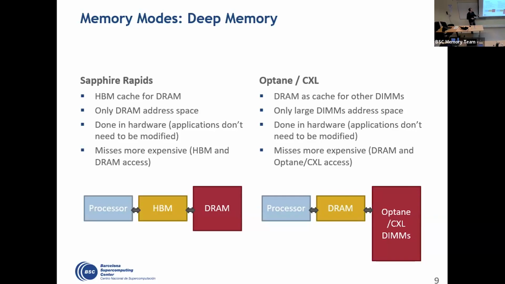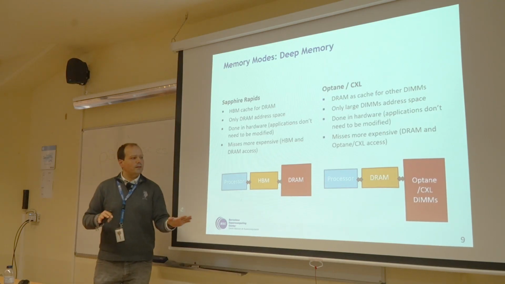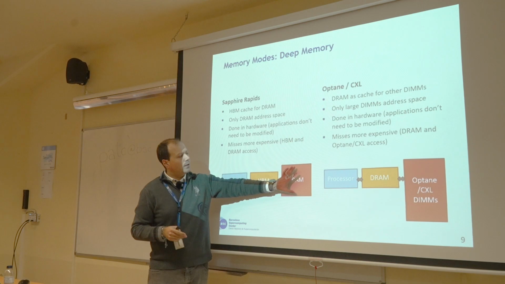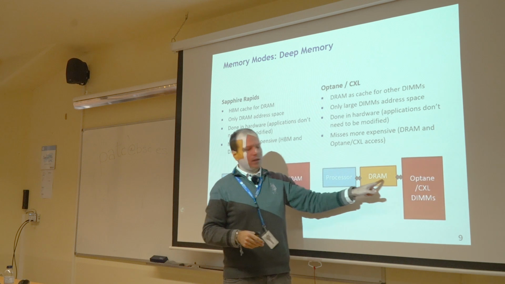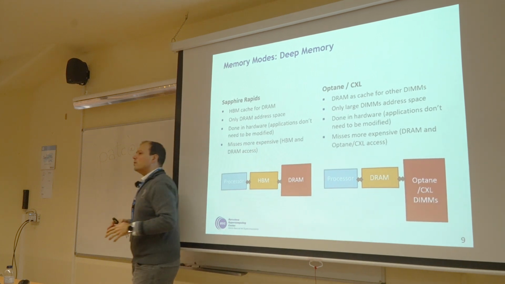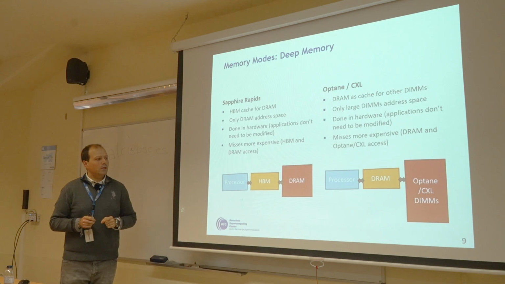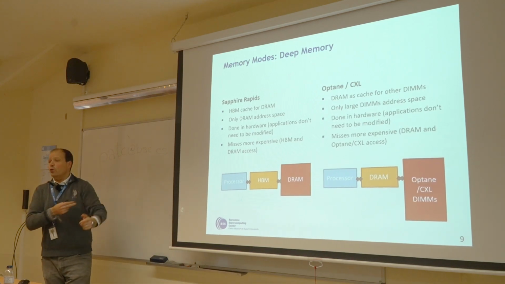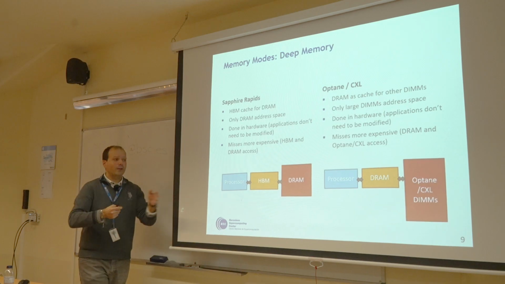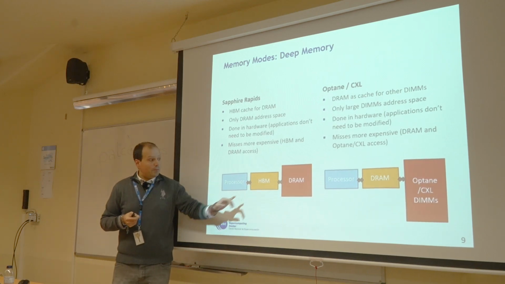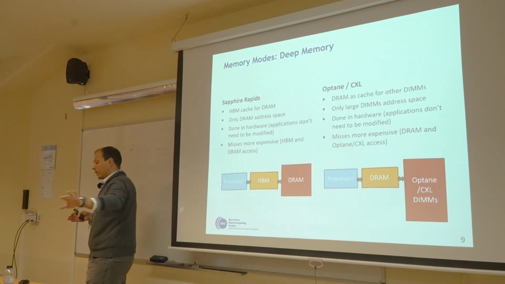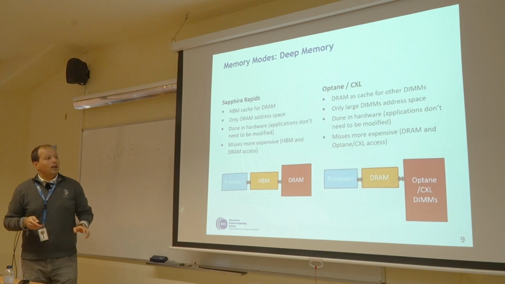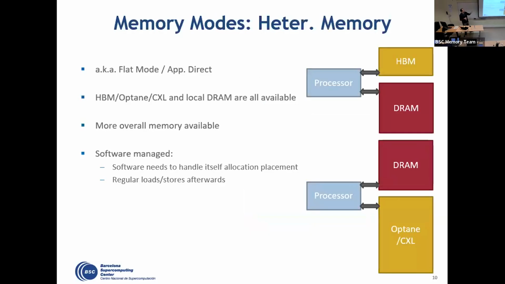There are goods and bads. The good is that it's totally transparent, hardware deals with that. The bad is that you only see this memory space because this is an inclusive cache. You are also bound to whatever approach the hardware has to migrate data. But I'm not against it. It's just easier, and I will show an example that we have where it worked great for us. But since the other approach, the heterogeneous memory mode, is more challenging for research, we have been spending more time on this.